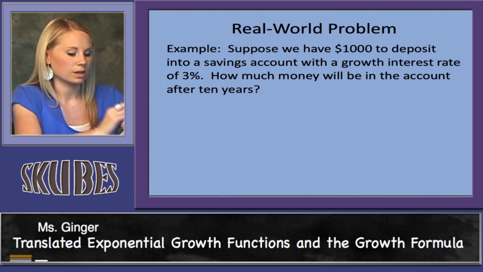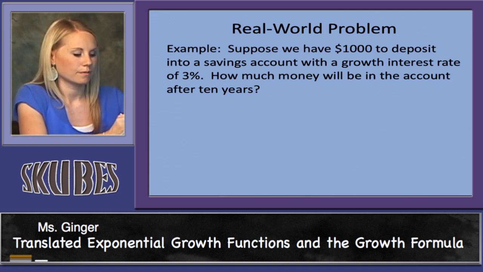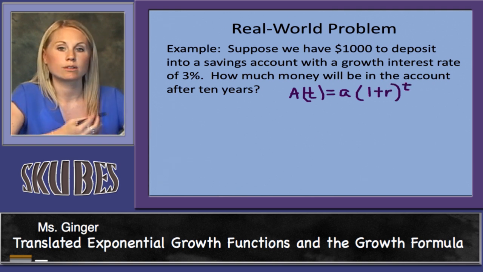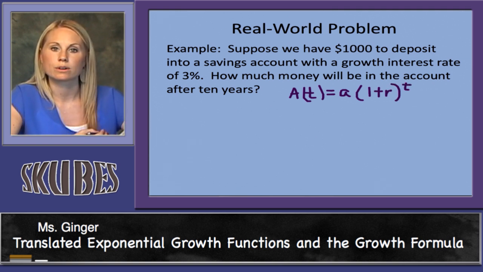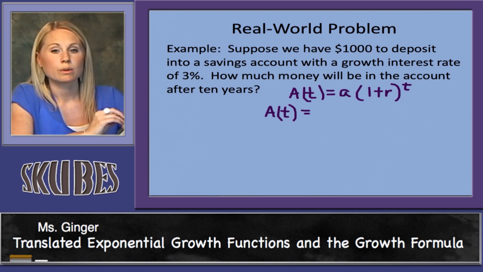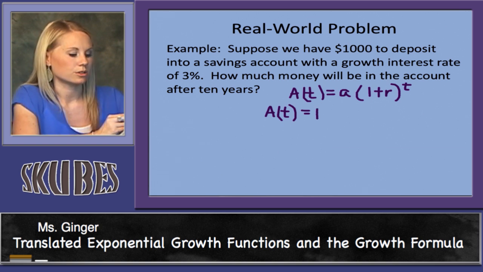So what we're going to do is copy in that growth formula. A sub t equals little a, 1 plus r raised to the t power. And now we're just going to fill in our information into the places where it should go. So we don't know the final amount yet. We're going to leave that part alone. We do know that we started with 1,000, so that's our initial amount.